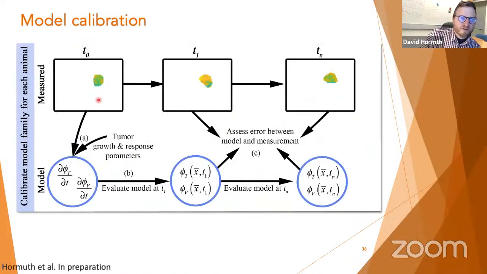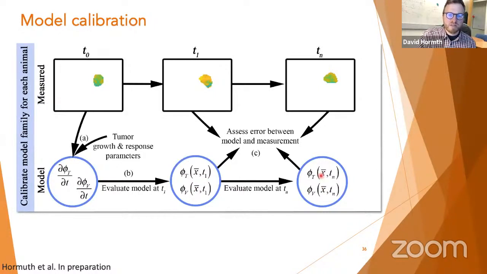So now I'm going to walk through our model calibration and show some results from this work. For this approach, we're using the Levenberg-Marquardt method, where we provide an initial distribution of our tumor cells and an initial guess of our model parameters. We use our finite difference method to simulate the model at different imaging time points.